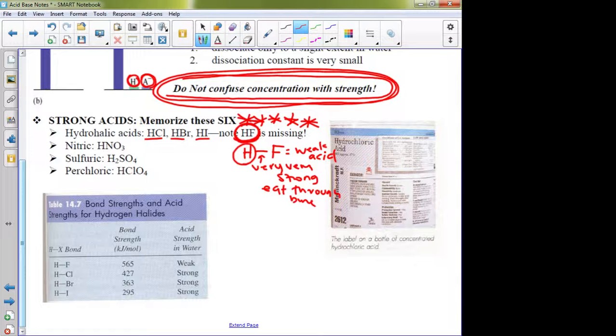So, HCl, HBr, HI, nitric acid, HNO3, sulfuric acid, H2SO4, and perchloric acid, HClO4. Some people will do a sometimes strong here. There are some people that consider chloric acid strong, which would be HClO3.